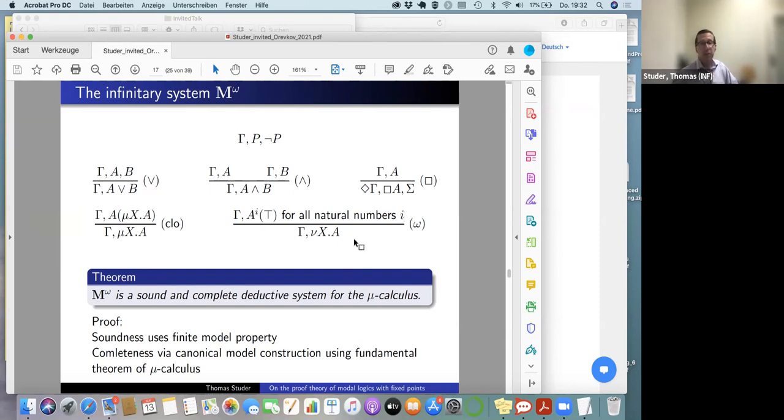And then completeness also, I mean, we have a kind of canonical model construction, but also there we really need deep results about the mu calculus to show that the construction really works. So here it's really a much more difficult situation than for common knowledge or temporal logics.